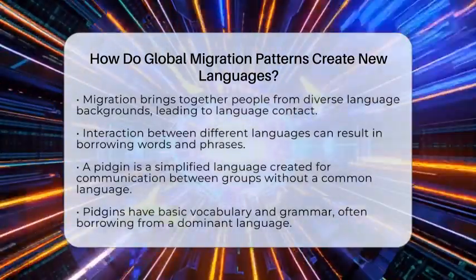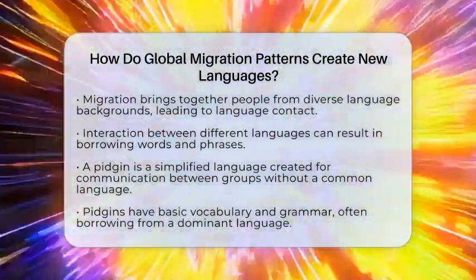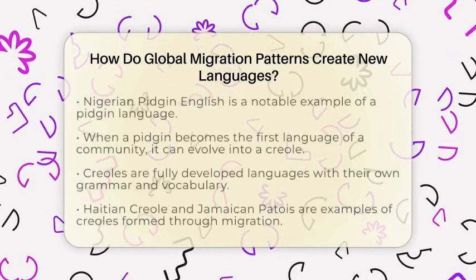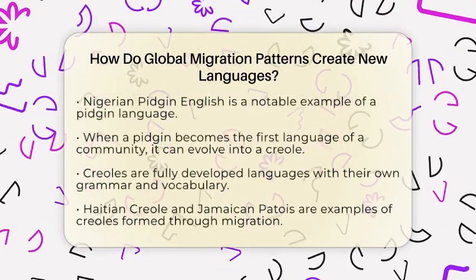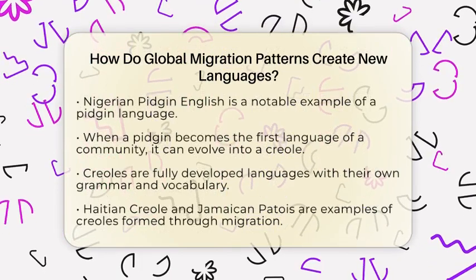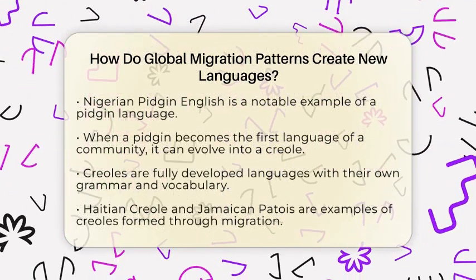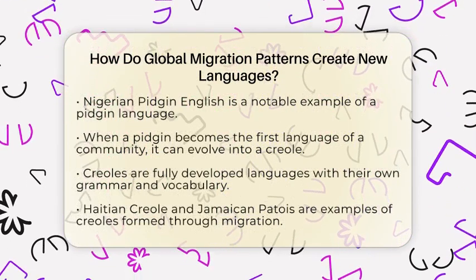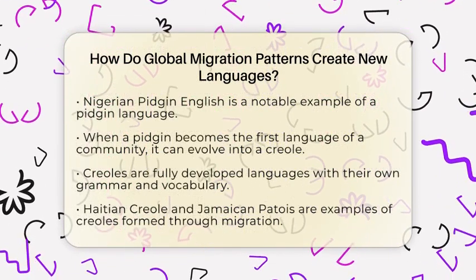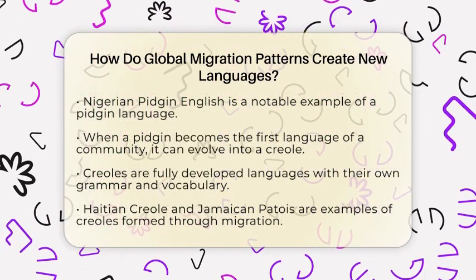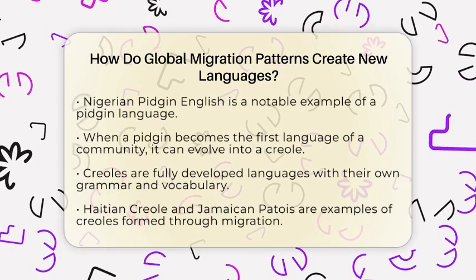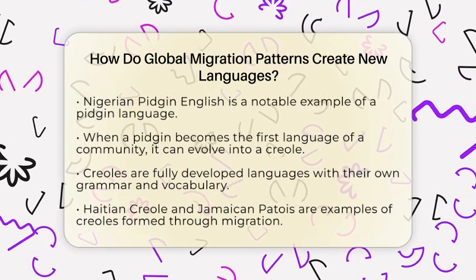Sometimes, when groups that do not share a common language need to communicate, they create a new simple language called a pidgin. Pidgins have basic vocabulary and simple grammar. They often borrow most of their words from the dominant language but mix in features from other languages. A great example of this is Nigerian Pidgin English, which developed through interactions among diverse groups.